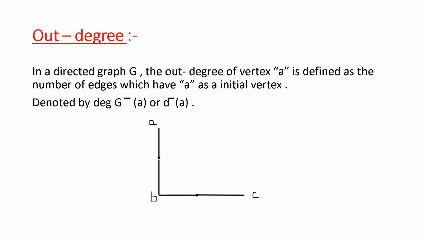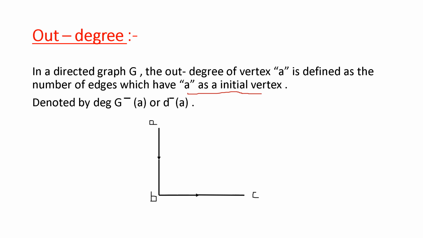Out degree. In a directed graph G, the out degree of a vertex A is defined as the number of edges which have A as initial vertex. We have to note down in out degree we count only initial vertex. Out degree is denoted by degree G raised to the power minus of A or D raised to the power minus of A. For example, in given graph there are three vertex A, B and C.